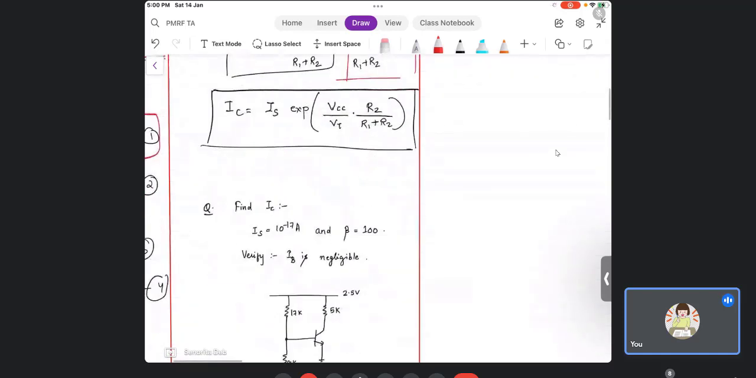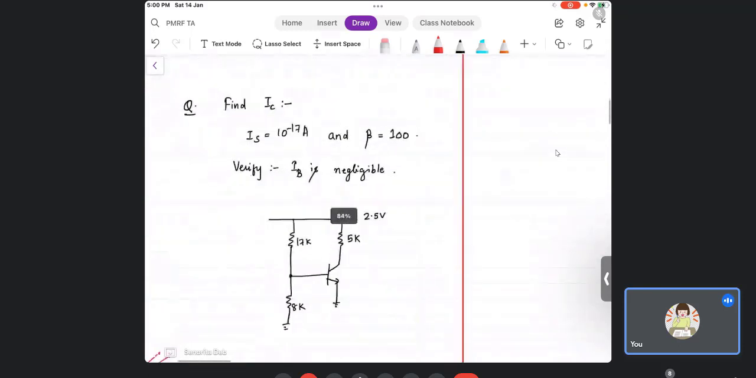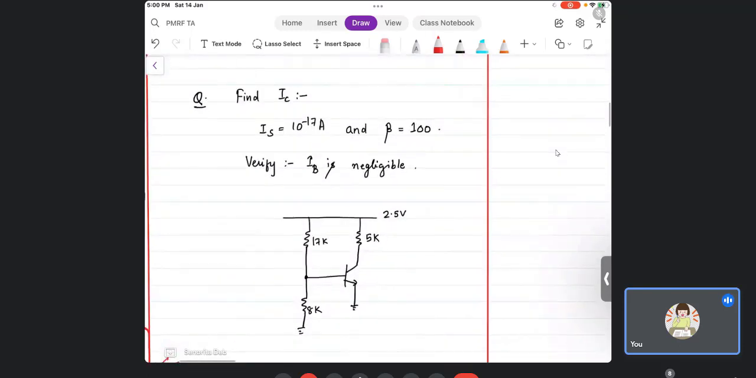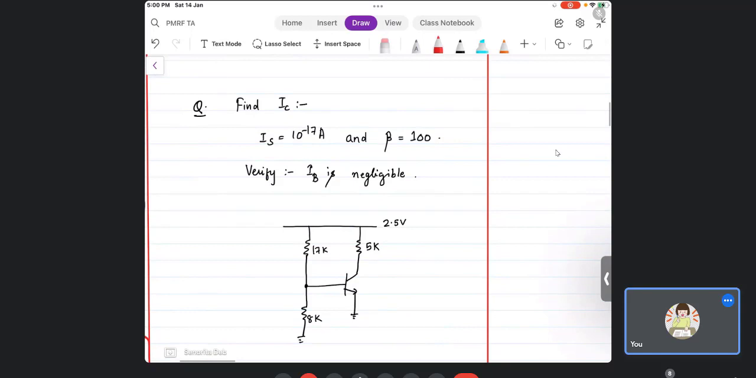Okay, so now this is your question. Please note it down quickly and then I will start. After noting it down, please let me know that you are done. So I have asked you to find IC. Note it in the question, don't start solving. Some of you are joining in between, so I'll again tell you how to solve it.